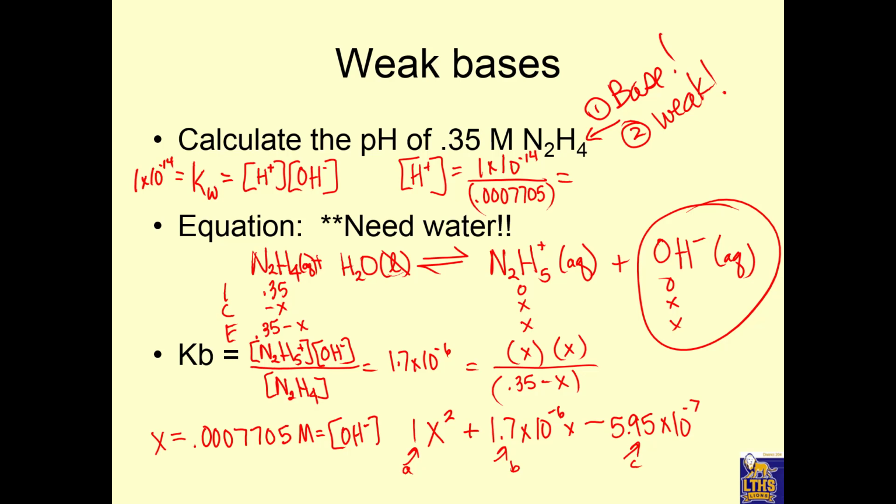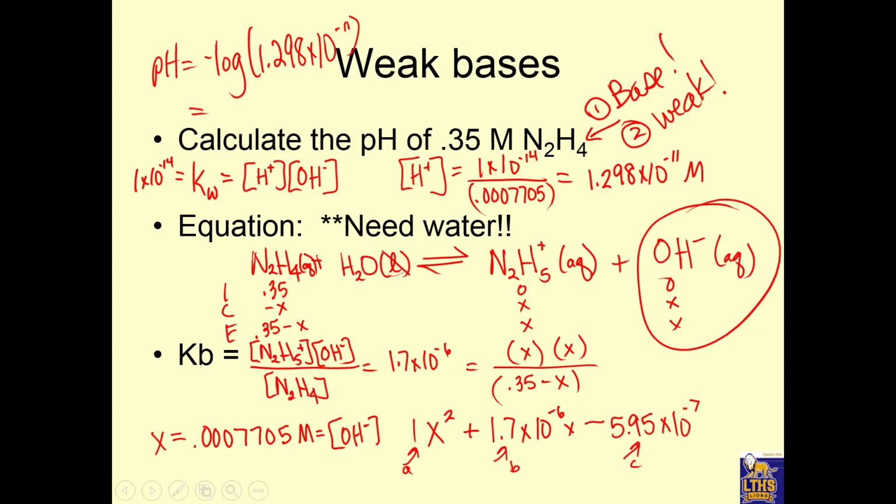Oh man, I didn't do it on my practice, so I'll do it right now. We've got 1 times 10 to the negative 14 divided by 0.000007705, and we get 1.298 times 10 to the negative 11. Right, so what's pH? Well, do over here. pH equals negative log of 1.298 times 10 to the negative 11, and we're going to put that in.